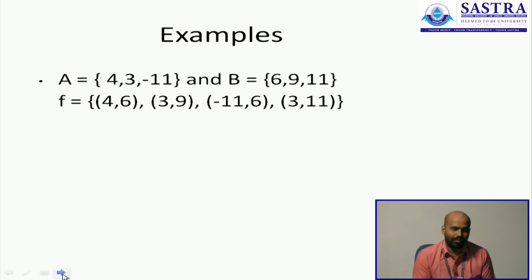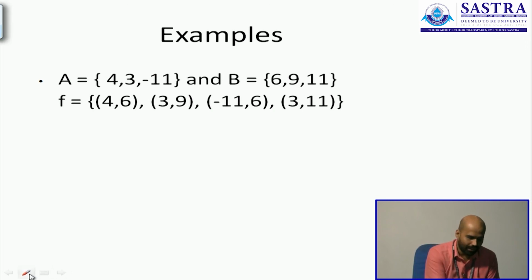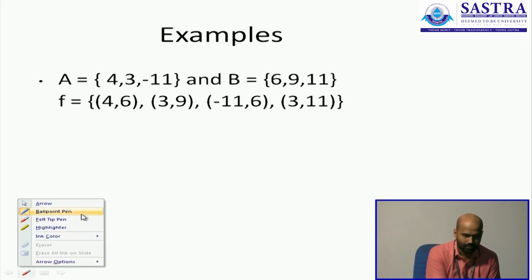Set A has 3 elements: 4, 3 and minus 11. Set B again has 3 elements: 6, 9 and 11. I've given you a set of ordered pairs first. We don't call it a function yet. We don't know if it's a function yet. So we'll just call it a set of ordered pairs.